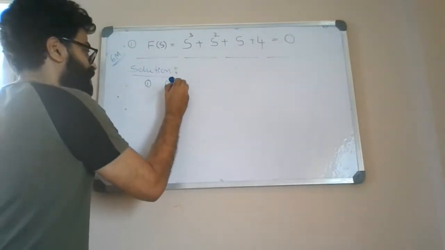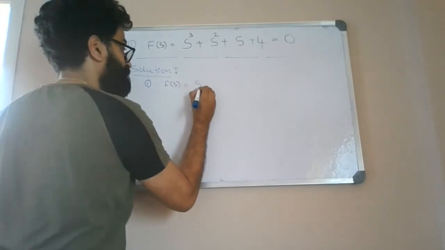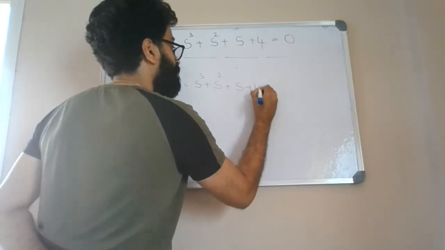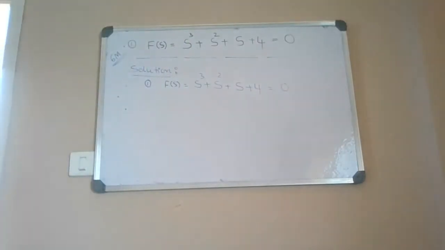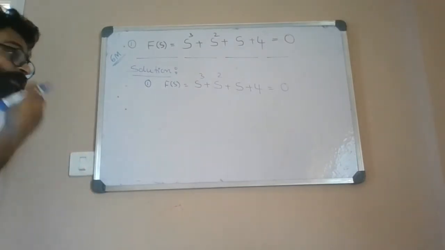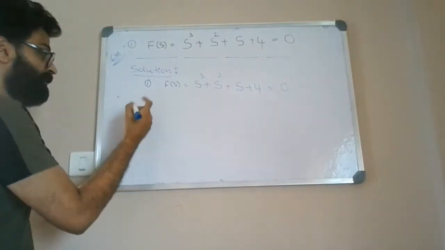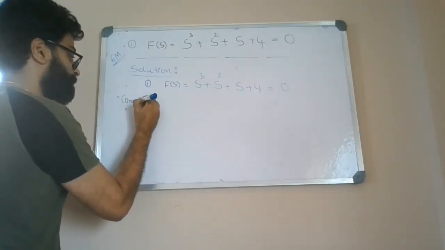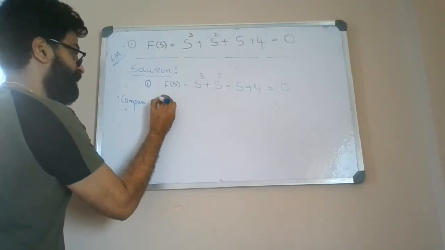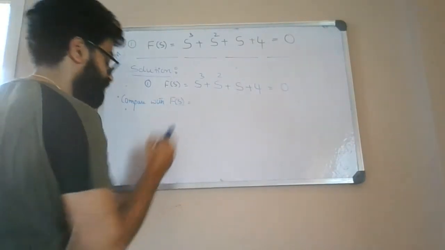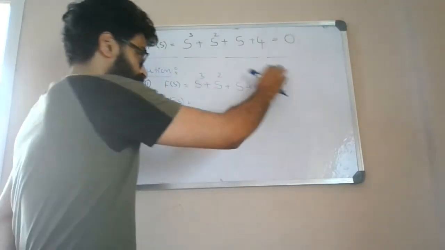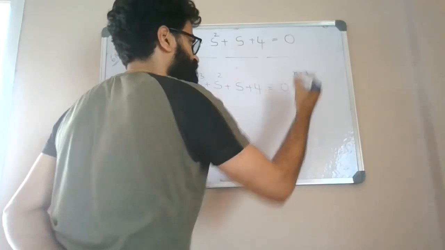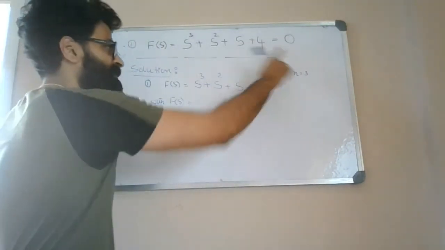So write down the characteristic equation f of s is s cube plus s square plus s plus 4 is equal to 0. Now what you have to do is compare this characteristic equation with the standard form f of s is equal to. In the given system description, you can clearly observe that the highest power of s is 3. That is, n is equal to 3.